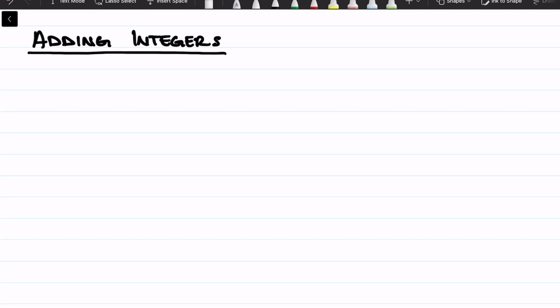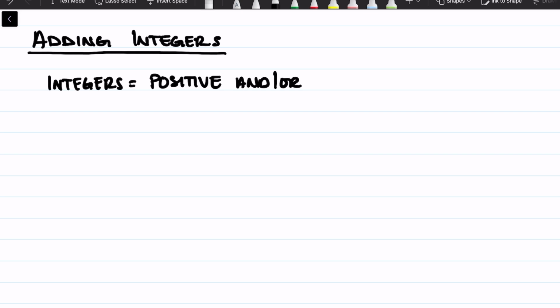All right, so now we're going to talk about some of the rules that we should follow whenever we are dealing with integers. All right, so integers are positive and/or negative numbers. So let's clarify that. So let's define it. Integers. All right, and now we're going to try to add them.